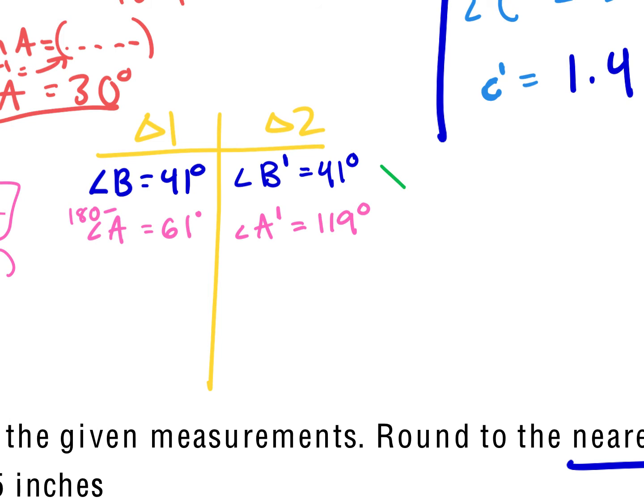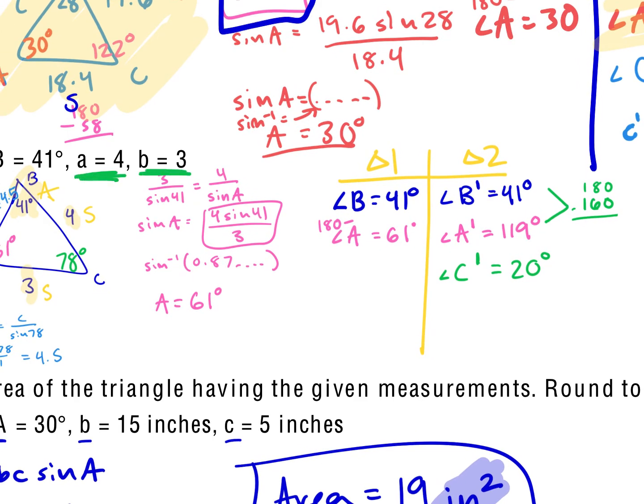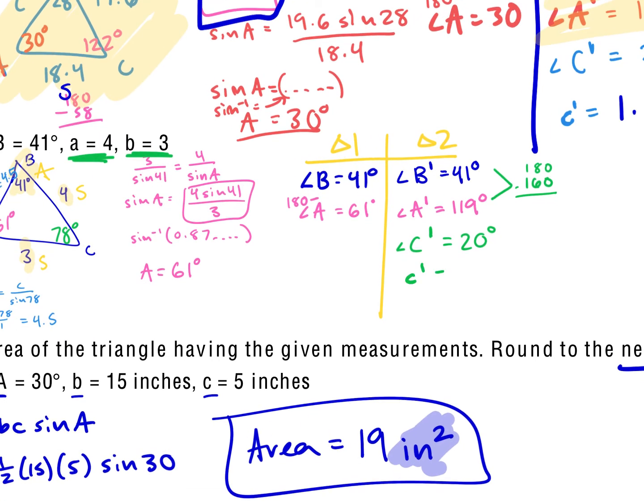All right, so then we want to add these 2 together and subtract from 180. So what's 41 plus 119? 160. And then we subtract from 180, and we get 20. So our new angle C is 20 degrees. And then we also have to find our new side C, because it gave us A and B, so those aren't changing, but side C changes. So to find new C, we have to do law of sines.